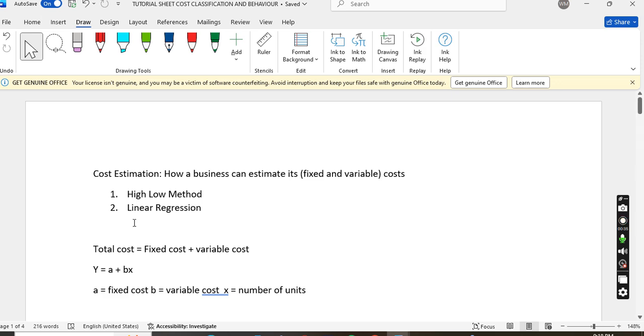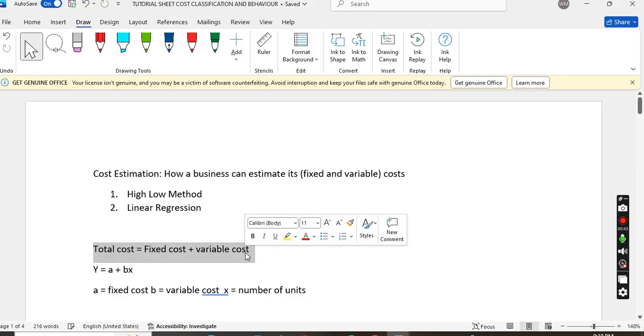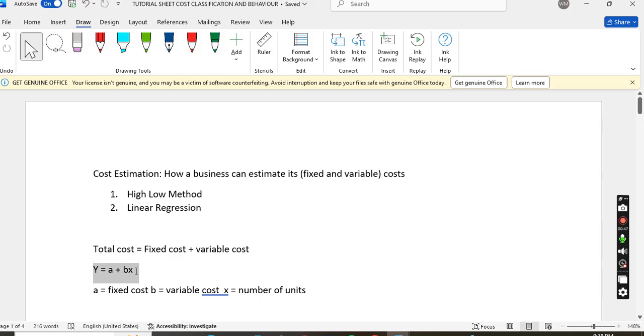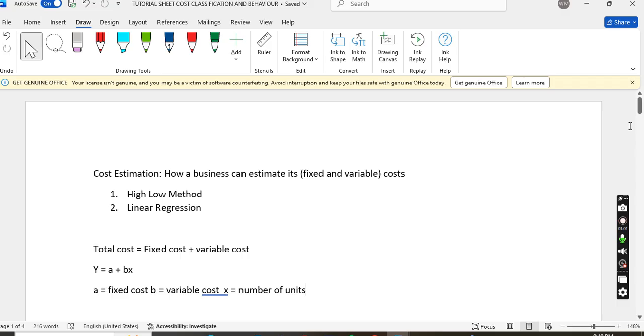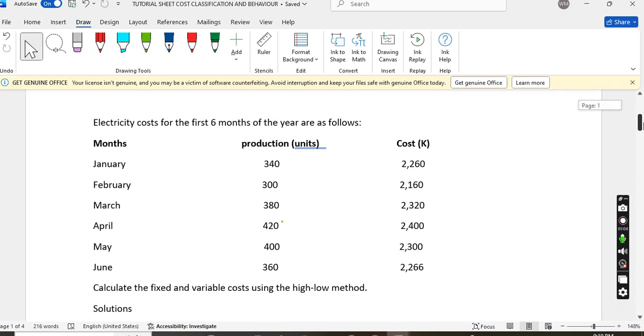Okay, so under cost estimation, we want to form a cost function. Remember this formula: total cost equals fixed cost plus variable cost. So we can write it down like this: y equals a plus bx. A is the fixed cost, b is the variable cost, x is the number of units.